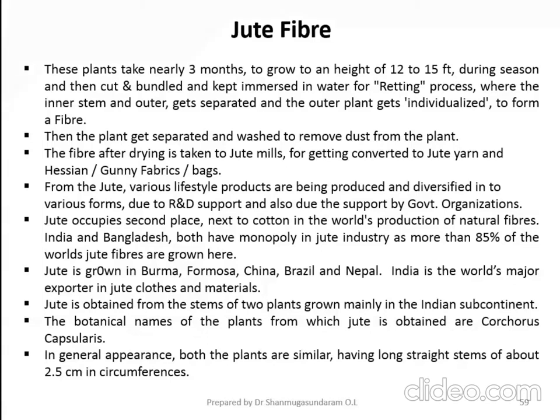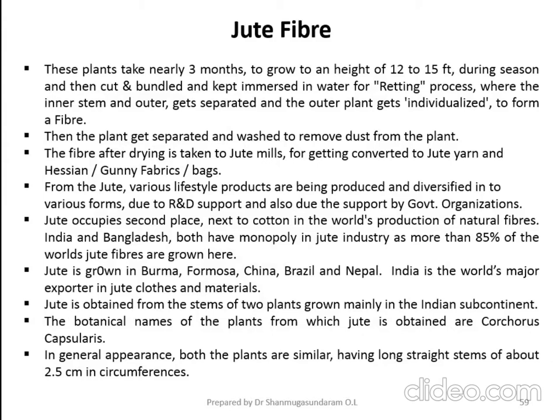Okay. So already we might have studied what is meant by the retting process. It is the process of extraction of fiber from the plant, where the inner stem and the outer part get separated and the outer part gets individualized to form a fiber. So this is how the extraction process is carried out. Then the fiber gets separated and washed to remove dust from the plant.